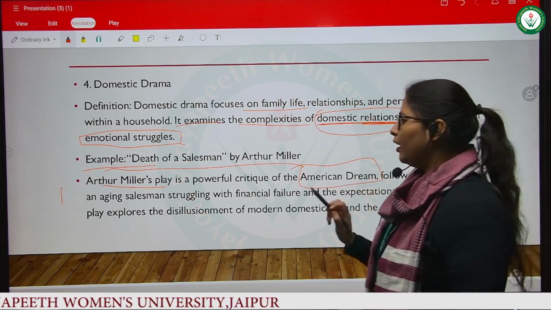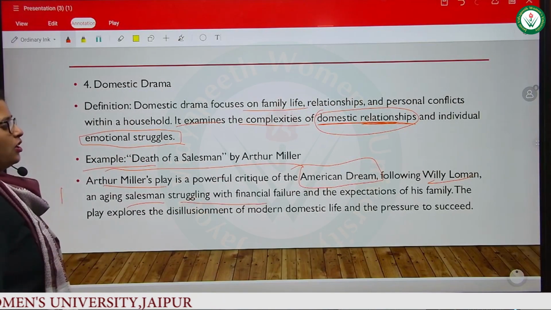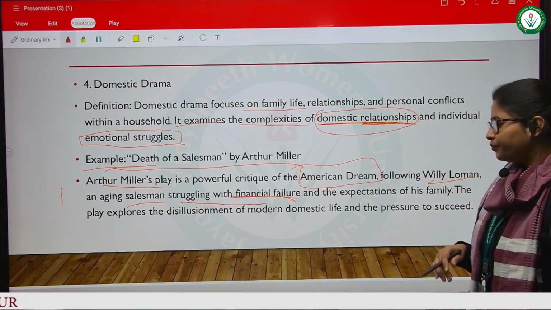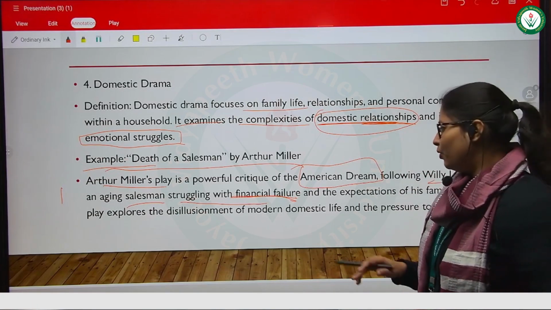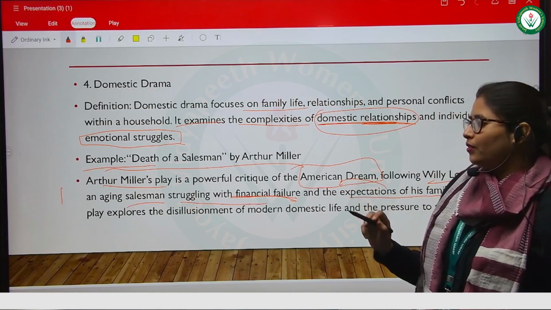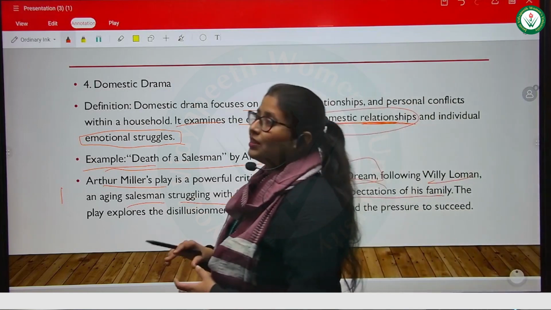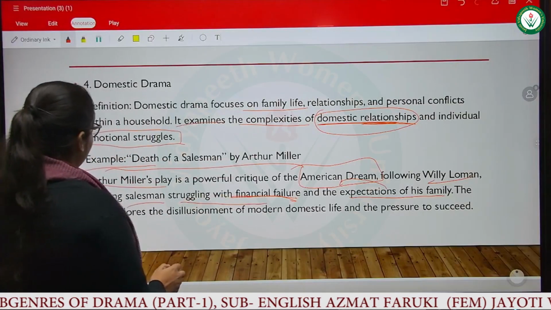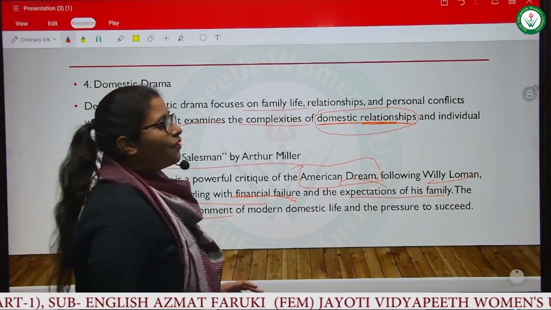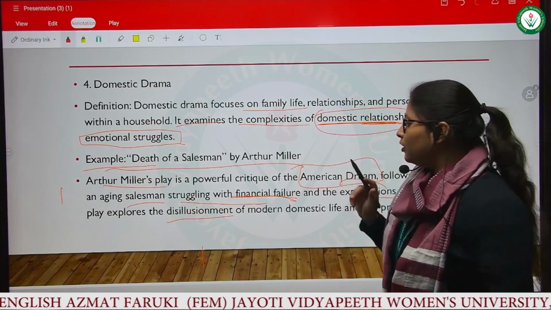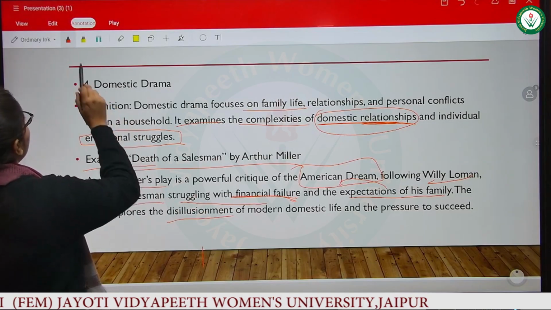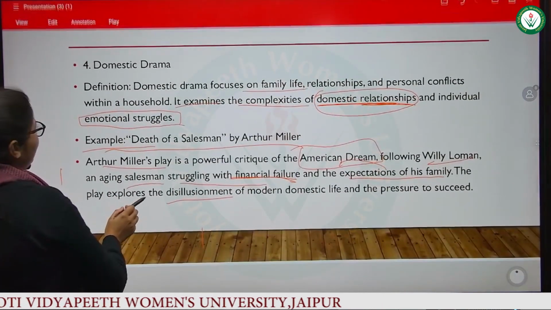Willie Loman is an aging salesman struggling with financial failure. This is the key point: due to the financial failure, his struggle and his family's expectations are shown in the drama. His family was expecting financial success from him, and the financial state was very important at that time. The play also explores the disillusionment of modern domestic life and the pressure to succeed. There was always a pressure on the people of America to be successful, to live their American dream, to live a lavish life. So that was all about domestic drama.